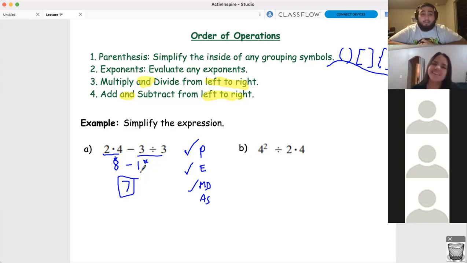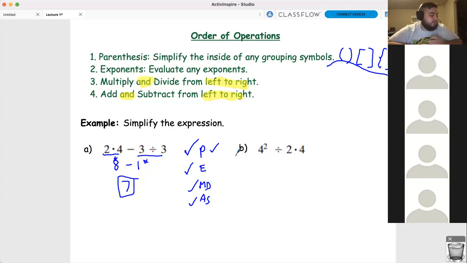All right, ready for B, ladies and gentlemen? Remember our checklist. Are there any parentheses or grouping symbols in B? No. Are there any exponents we have to evaluate for B? Yeah. What do we evaluate, guys? 4 times 4. Yep, 4 times 4 is 16, correct. And then bring down everything else, guys.